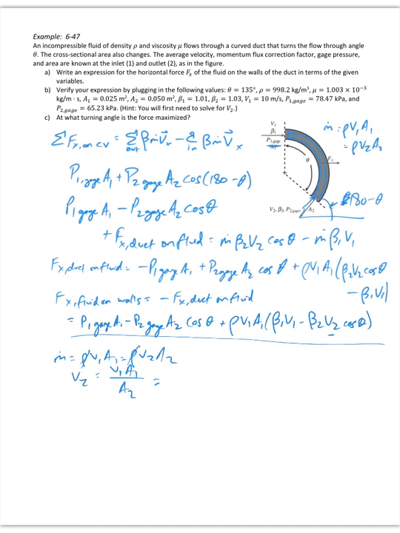Here I have V1 is 10 meters per second. A1 is 0.025 meters squared. A2 is 0.05 meters squared. And we get 5 meters per second. And now it's just a matter of plugging in.